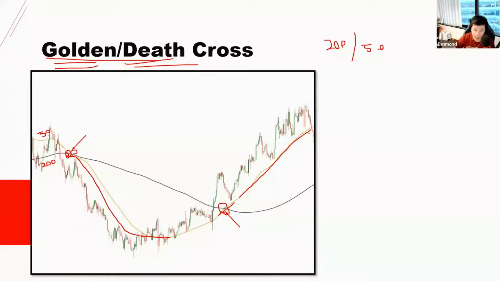Now, there are ways for you to get out of a trade before this happens, because most people who trade the golden and death cross, one of the problems is that when the cross happens here, you get in here. If you wait for the cross to happen over here, look at how much of the trade you have given away. You got in over here, which is about over here, you end up making this much. Maybe if you're lucky, you make this much money, which is not that much, right?